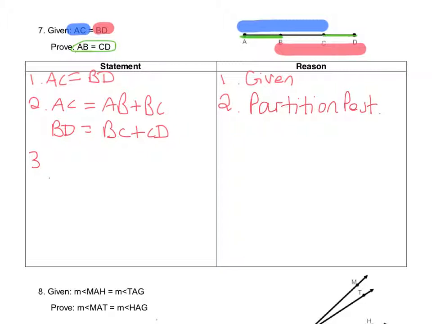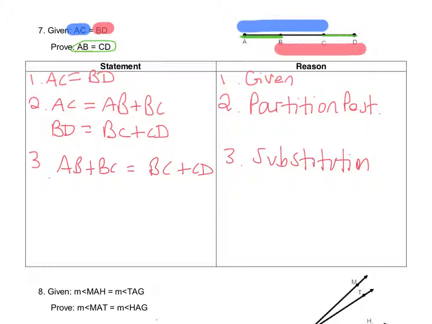Step 3. Well, I notice once I've done that, I already knew AC was equal to BD. So if these two are equal, then this must be equal to this. So let's write that down by substitution. AB plus BC must be equal to BC plus CD. Hopefully you can tell that's a B. And we just did a little substituting. Substitution property. I'm going to abbreviate.